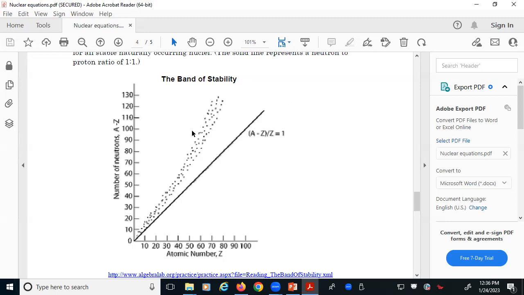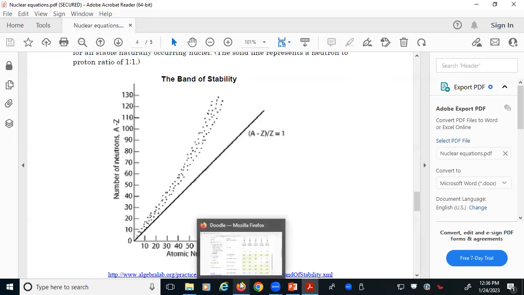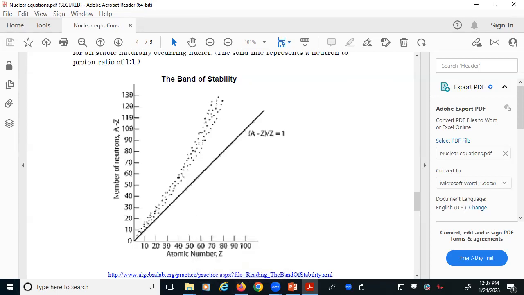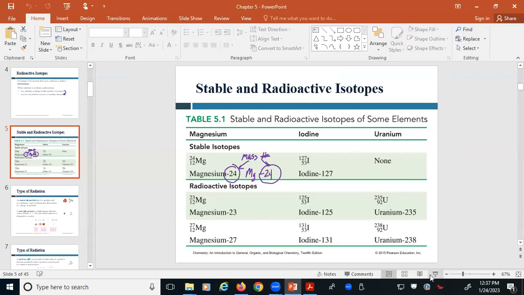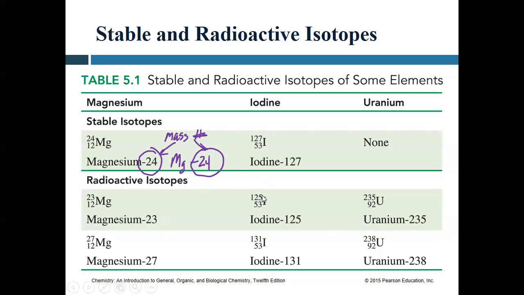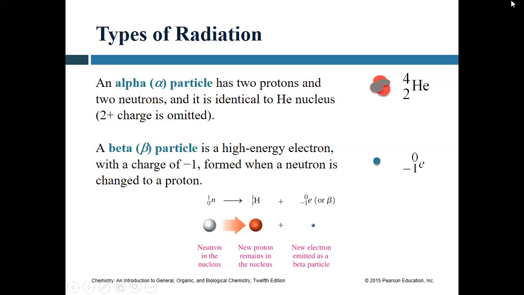For the ones that are up higher here, where we have too many neutrons, we tend to see beta decays. Up here, where we have too many protons, we tend to see positron emissions instead. And gamma rays, well, that's something completely different in and of itself. So with that in mind, now we can look at these individual types of radiation and get a little bit more of a sense of what they are.